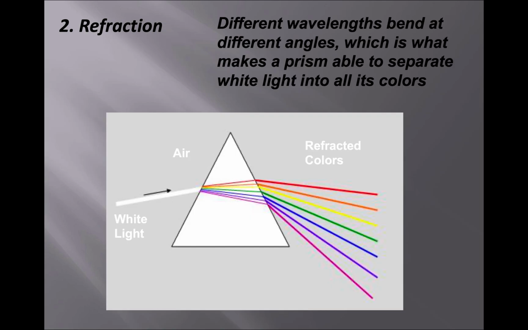Now, one other thing that refraction is able to do is, white light is a combination of many different wavelengths of light. And when it passes through a prism, it'll separate it into its constituent parts. So different wavelengths bend at different angles, which is what makes a prism separate white light into all of its colors, or what's called Roy G.